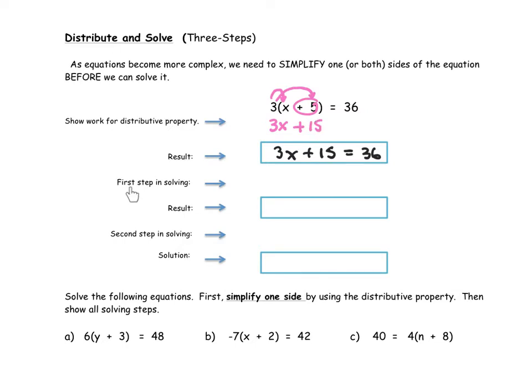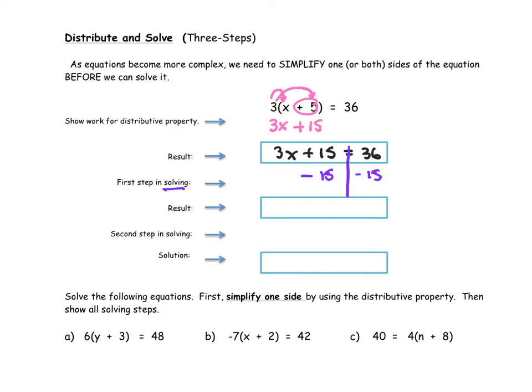So now we're going to do our first solving step. And like we did on the front side, I'm going to build my wall because I'm going to start solving. So I'm going to build this wall. And I start with the number that's being added or subtracted. So I see that 15 is being added. So my solving step is going to be take away 15. I'm going to take away 15 on both sides. That's my first solving step.